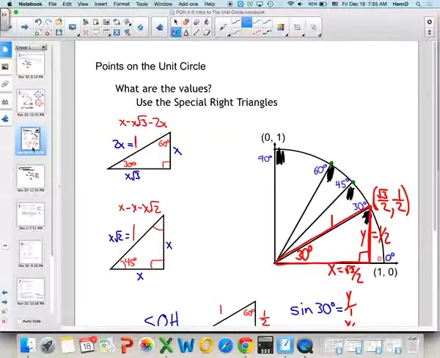I'll tell you right now, for the 45-degree one, if you do it with your calculator, you're going to get 0.707, 0.707. But I don't want to see 0.707. I want you to give that in terms of the radicals. So go ahead and take your time and figure that out. Have fun.